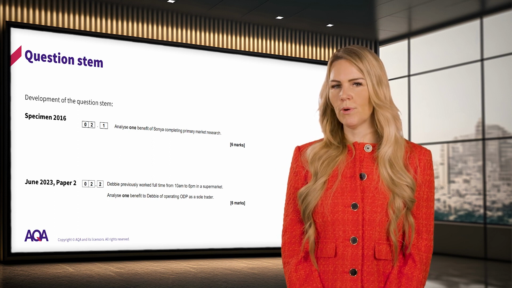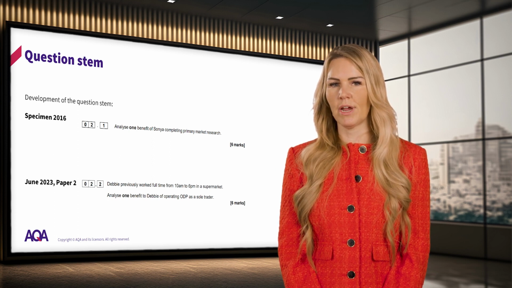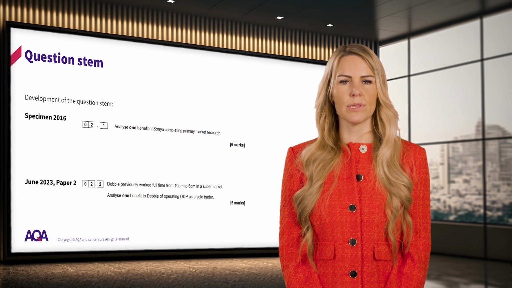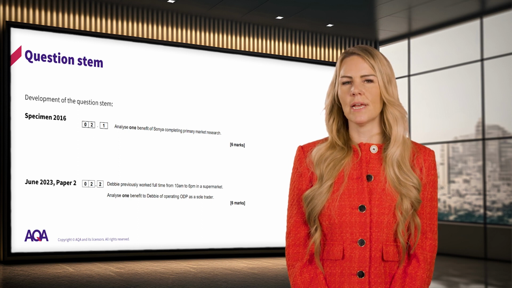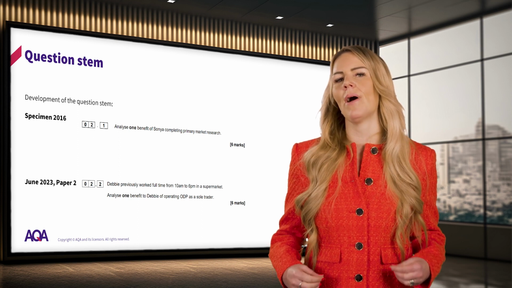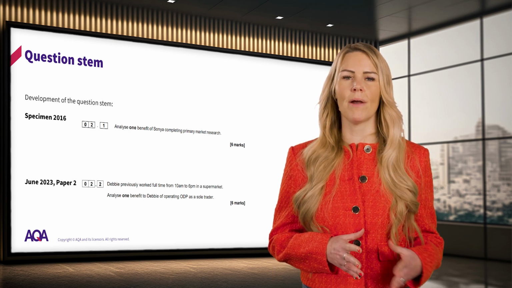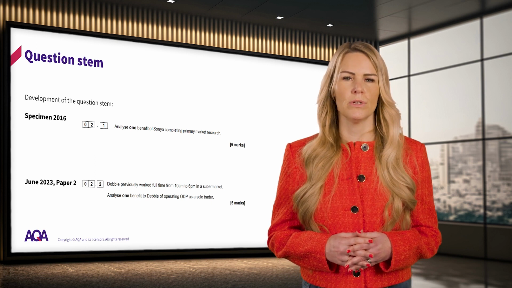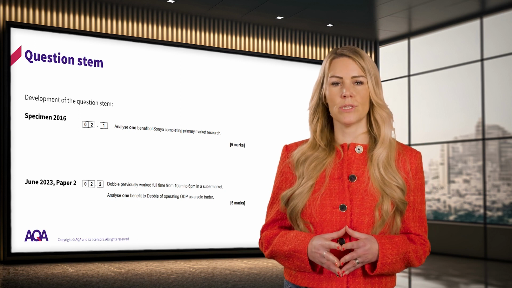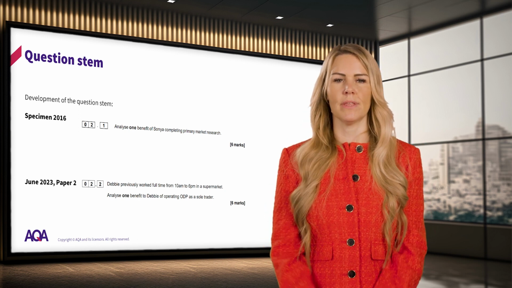If we look at question 2.2 from June 2023, we can see that students are given some information about Debbie's previous job. This should immediately get students thinking of the flexibility Debbie now has as a sole trader in comparison to working from 10 a.m. to 6 p.m. in a supermarket. Students should be instructed to read the question stem carefully and integrate it within their responses.